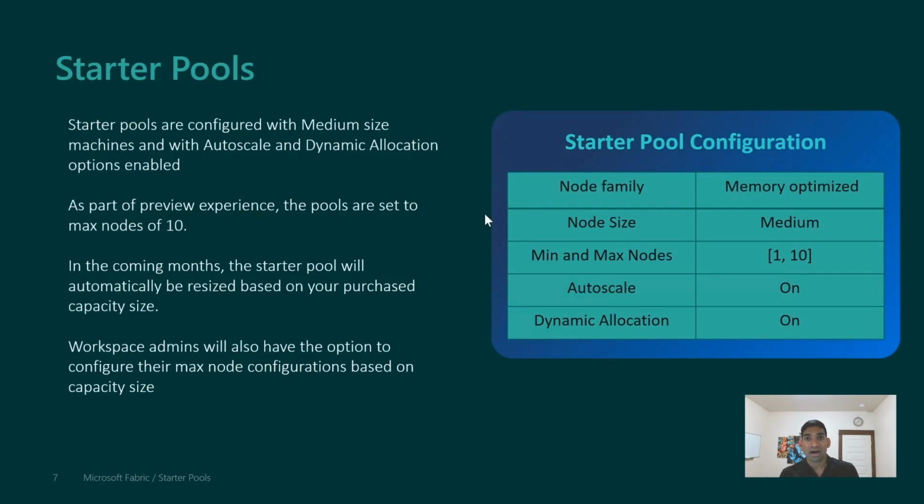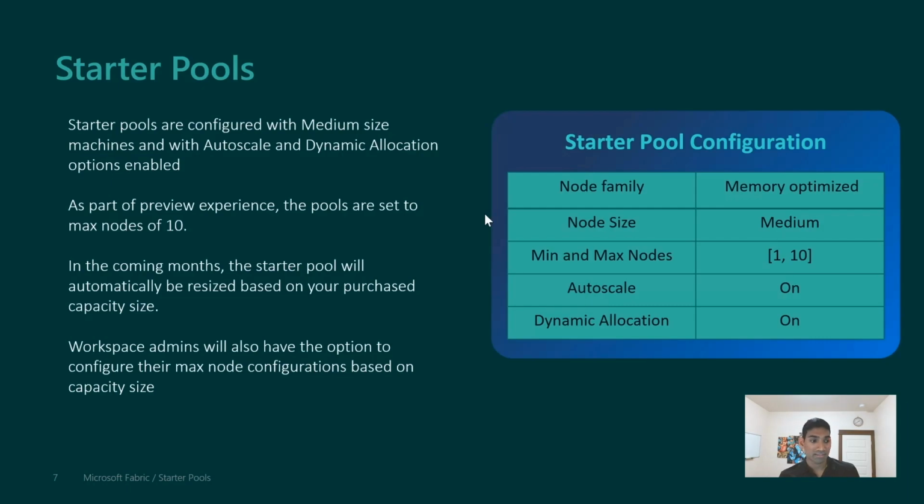These pools are defined with a configuration of medium-sized nodes. By default, they all have autoscale enabled and also are enabled with dynamic allocation. They start from a minimum node configuration of one node, and they could scale up to 10 nodes. In the coming months, the starter pools will automatically be resized based on the customer's purchased capacity. The maximum node configuration, which is set to 10, is offered as a preview experience.